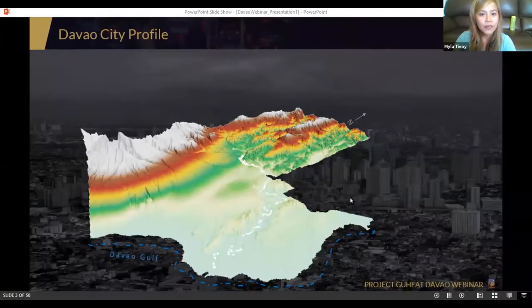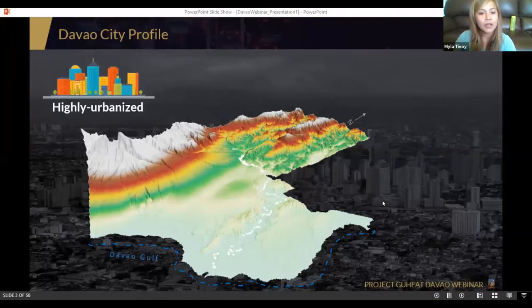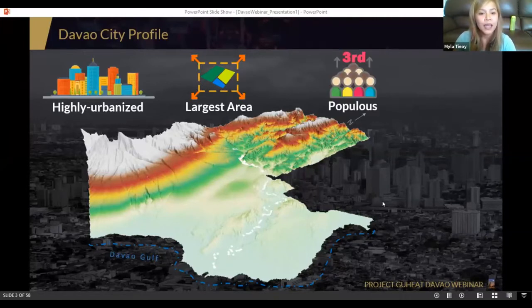So as you all know, a large part of Davao City is mountainous, characterized by extensive mountain ranges with an even distribution of highlands and lowlands. And the city southeast is surrounded by Davao Gulf. But why is Davao City selected as one of the priority sites of the project GUHeat? So the primary reasons are it's a highly urbanized city. It's the largest city in the Philippines in terms of land area, and it's the third most populous city after Quezon City and Manila. So in 2018, Davao City's annual average temperature ranges from 25 to 32.8 degrees Celsius based on observations by Pag-asa.